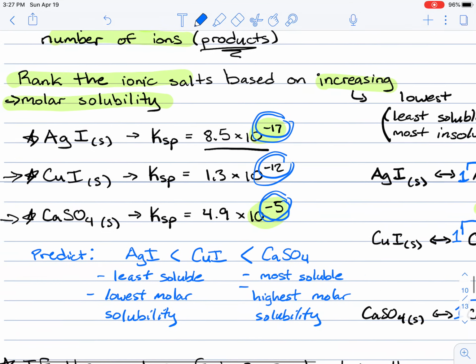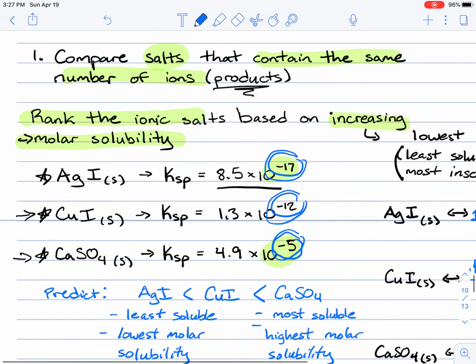All right. So hopefully that makes sense. So this is the trend that we can use for this specific scenario. Okay. All right, so we're going to go ahead and look at another scenario. So what if our salts do not have the same number of ions? If the slightly soluble, mostly insoluble salt produces a different number of ions, how can we rank the molar solubilities?